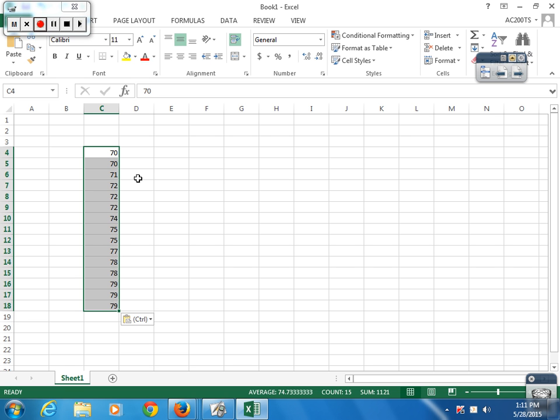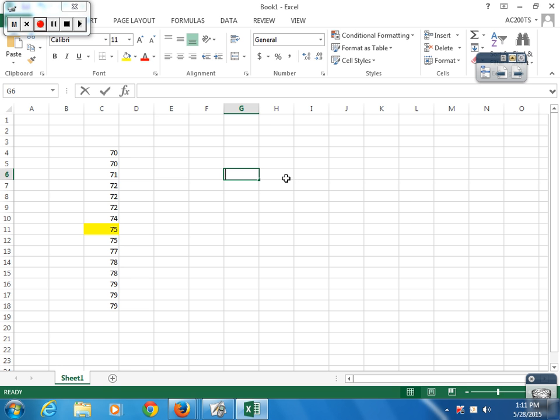All right, so they're already in order. How many do we got? 15. So that means 7 up and 7 down. So 7 up: 1, 2, 3, 4, 5, 6, 7. So 75 is our median. I'll just put median right here. It's equal to that number.